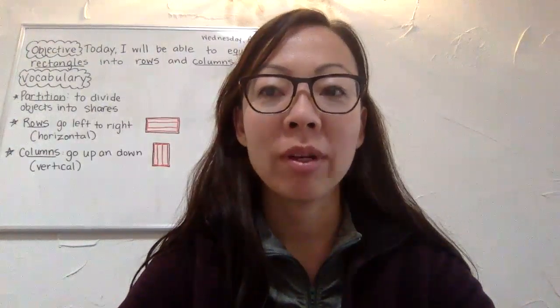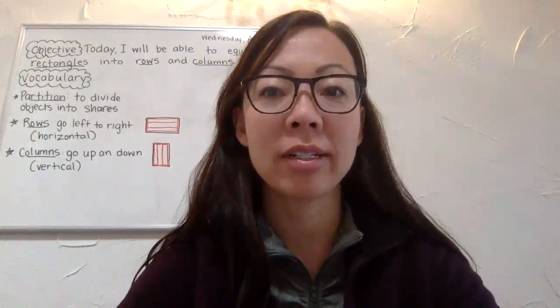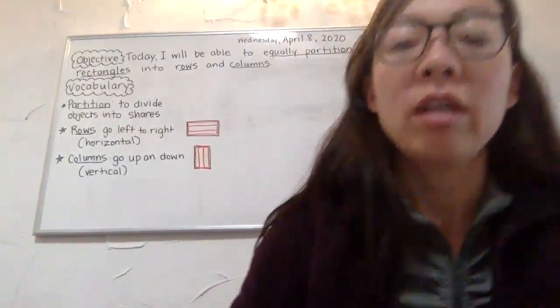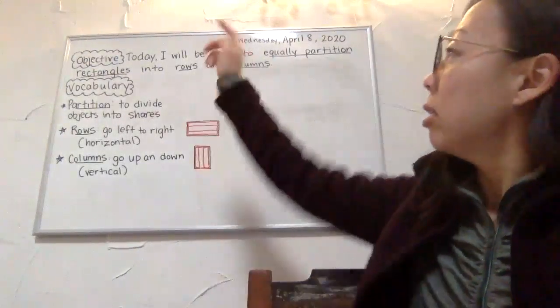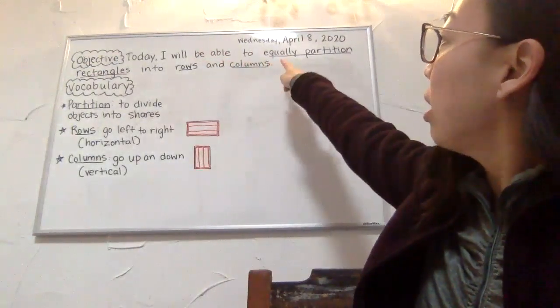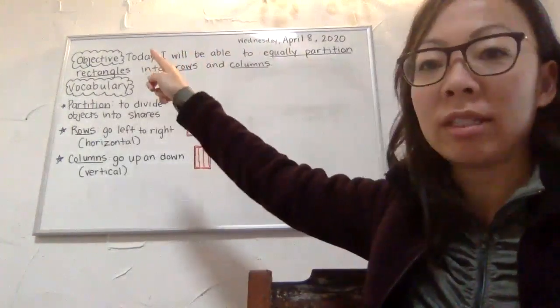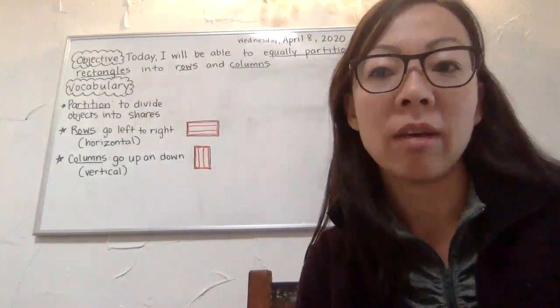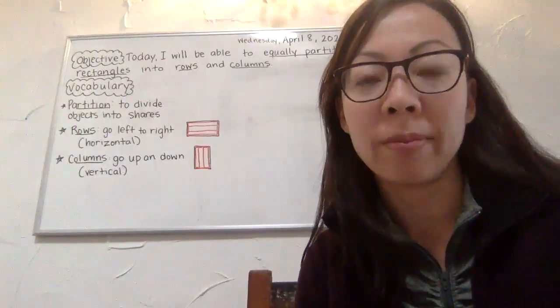Today for math, we're going to be still focusing on fractions. So I want to take some time to think about our objective. This week we've been saying, today I will be able to equally partition rectangles into rows and columns. So let's take some time to think about what rows and columns are.